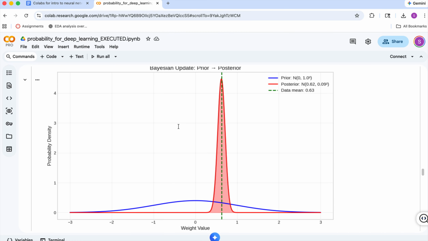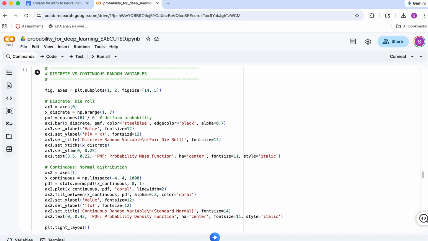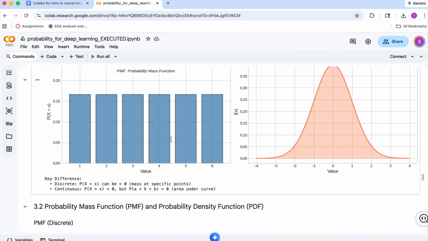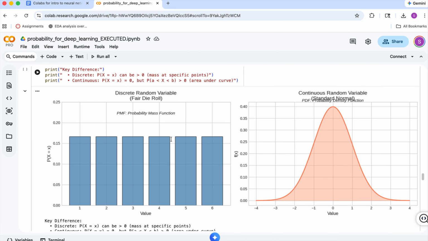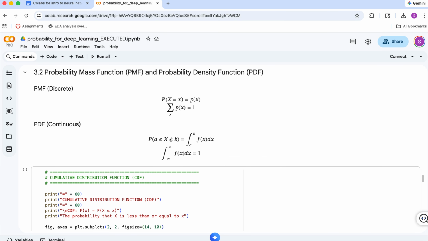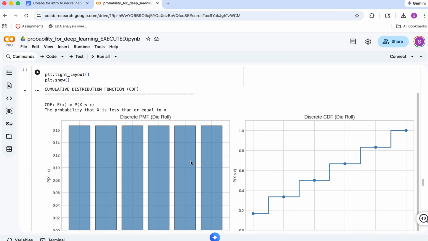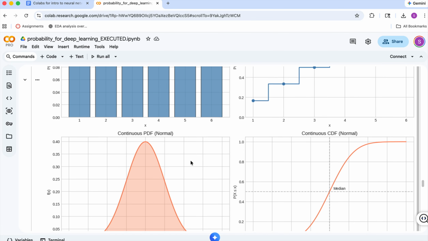After this, in the next cell, I plot both a discrete probability mass function for a die roll as a bar chart and a continuous probability density function as a smooth curve side by side. After that, in the next cell, I plot the CDFs for both discrete and continuous distributions in a 2 by 2 grid, as we can see here.